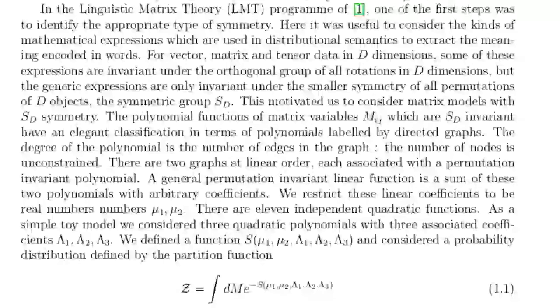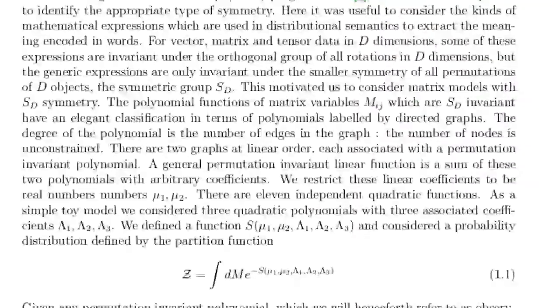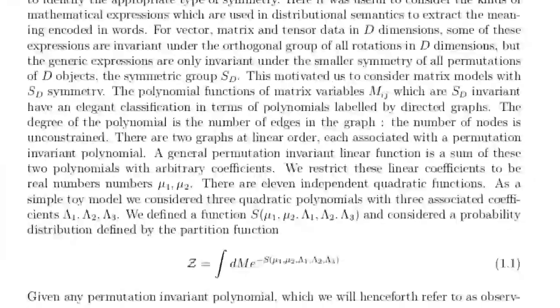A general permutation invariant linear function is the sum of these two polynomials with arbitrary coefficients. We restrict these linear coefficients to be real numbers, μ1 and μ2. Okay, well, at least we're dealing with real numbers. Grateful for small mercies. There are 11 independent quadratic functions.